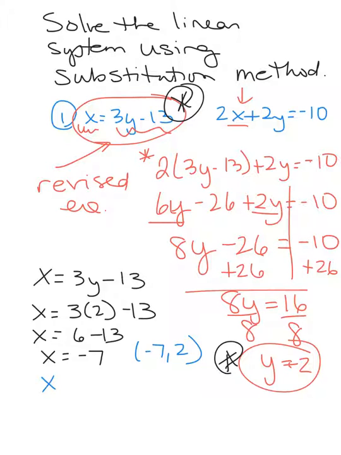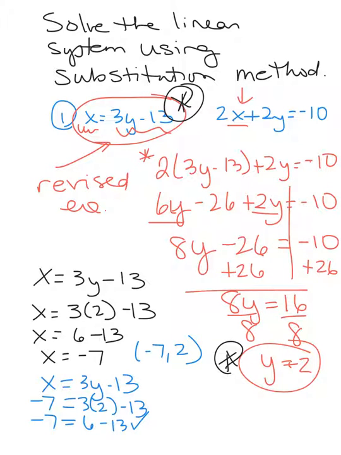So I have x is equal to 3y minus 13 as my first equation. I'm going to substitute my values, and negative 7 is equal to 3 times 2 minus 13. So that's negative 7 is equal to 6 minus 13, which is true. Now I'll do the same thing with my second equation.